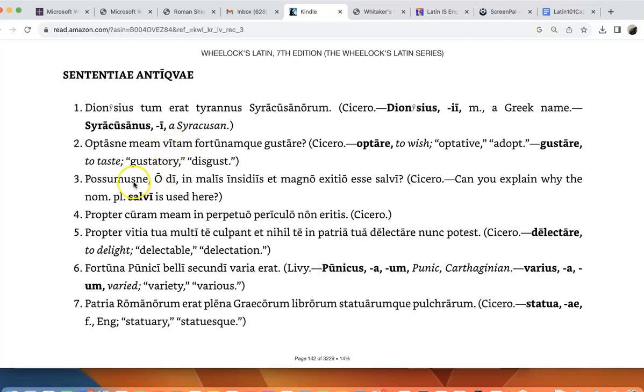All right, the next one is possumusne. O di, in malis insidiis et magno exitio esse salvi. And then here, this one is probably the most complex one of these sentences here, and we got to take it word by word. So possumusne is we. So we could say this is are we able, because possumus is one of our vocabulary elements in this chapter, as we saw just a moment ago. So it is possumusne.